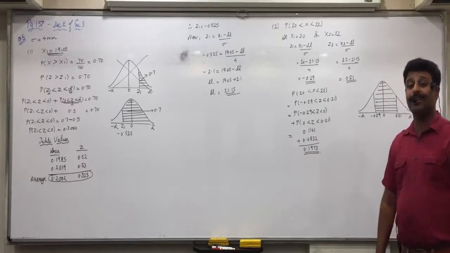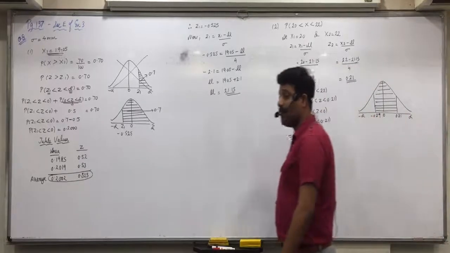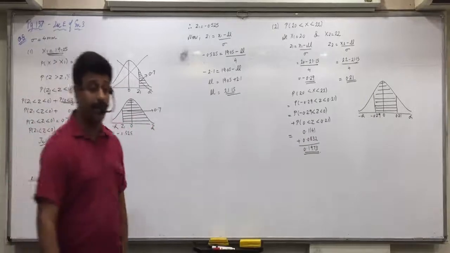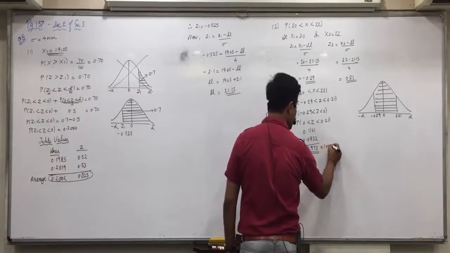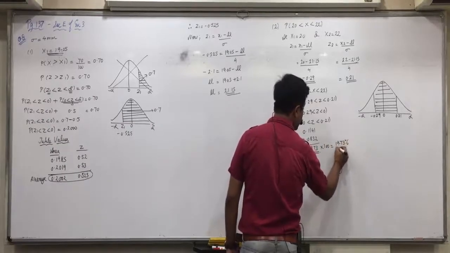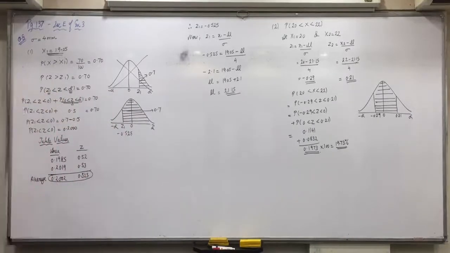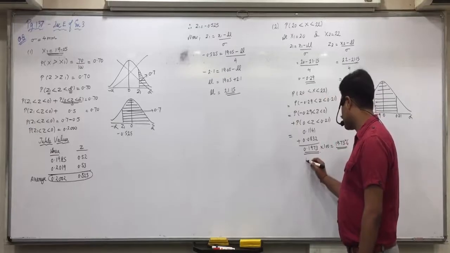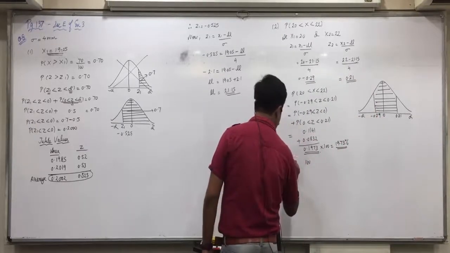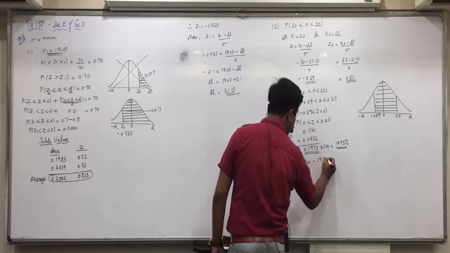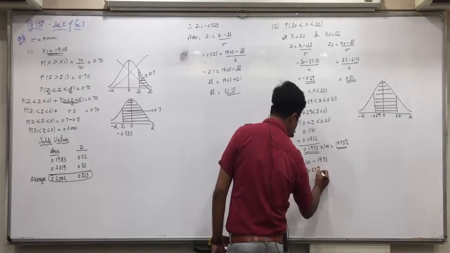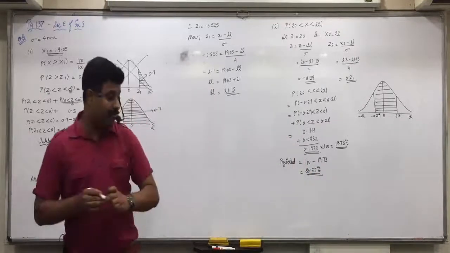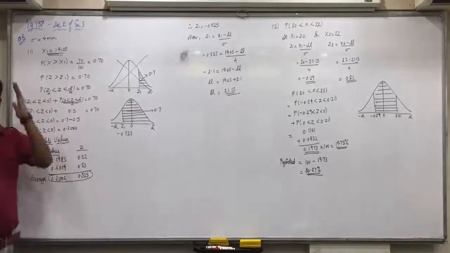Percentage of pipes accepted is equal to 0.1973 into 100, which is 19.73%. And below that, percentage of pipes rejected by the specified group of customers is equal to 100 minus 19.73, which is 80.27%. Okay, 80.27% of pipes will be rejected. Did everyone understand this question 8? Any doubt in this?